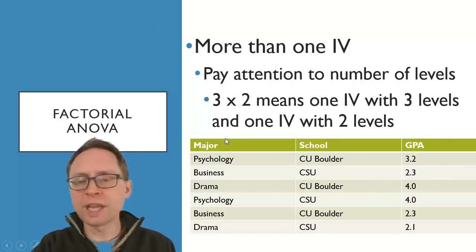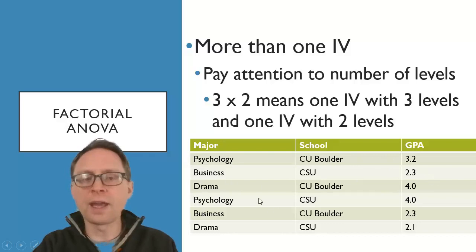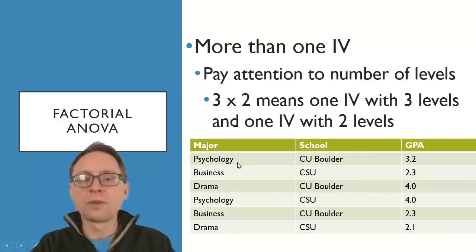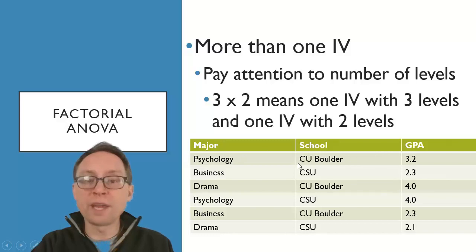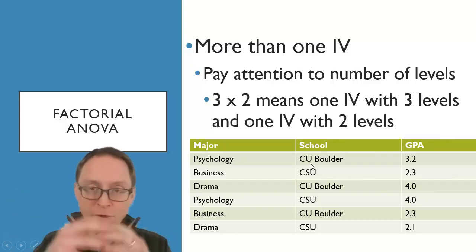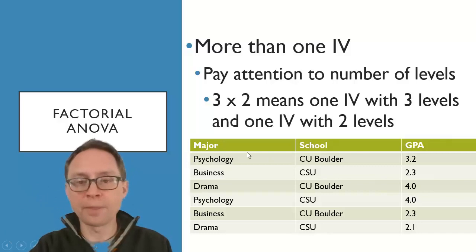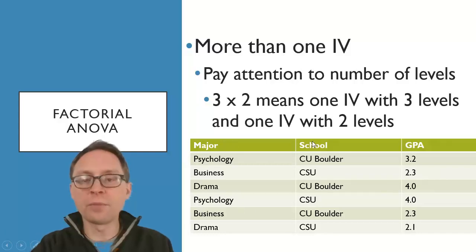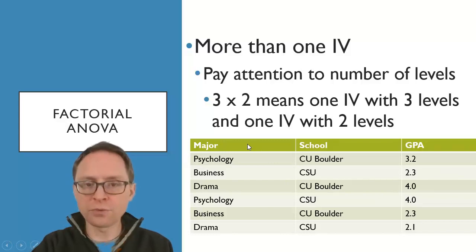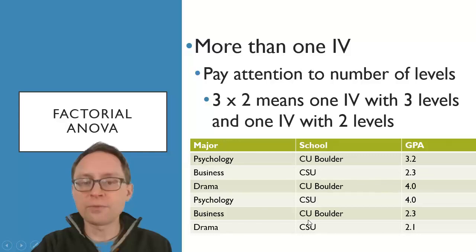When we're looking at this, for example, let's take a look at these data that I have in front of us. So let's say that I thought that your major affects your GPA, but I also think that that kind of depends on what school you go to. So I think both major and school interact to affect GPA. So that means that major is an independent variable, school is an independent variable, and GPA is the dependent variable. A factor is an independent variable. So for example, major would be one of the factors. School would be a separate factor.